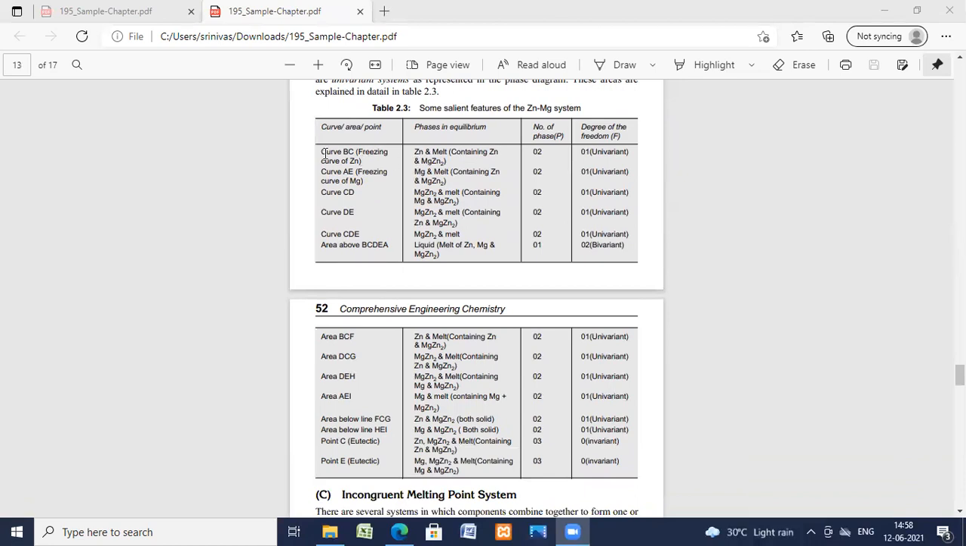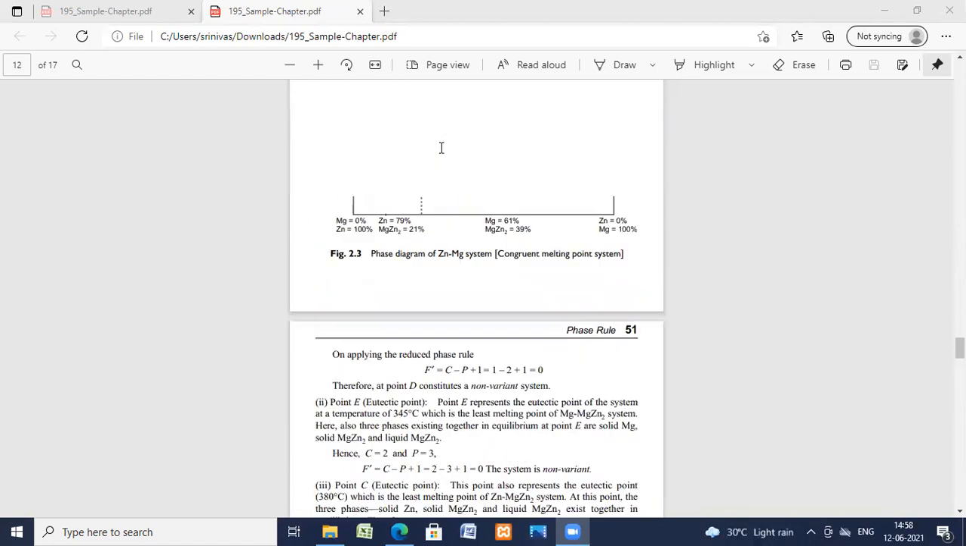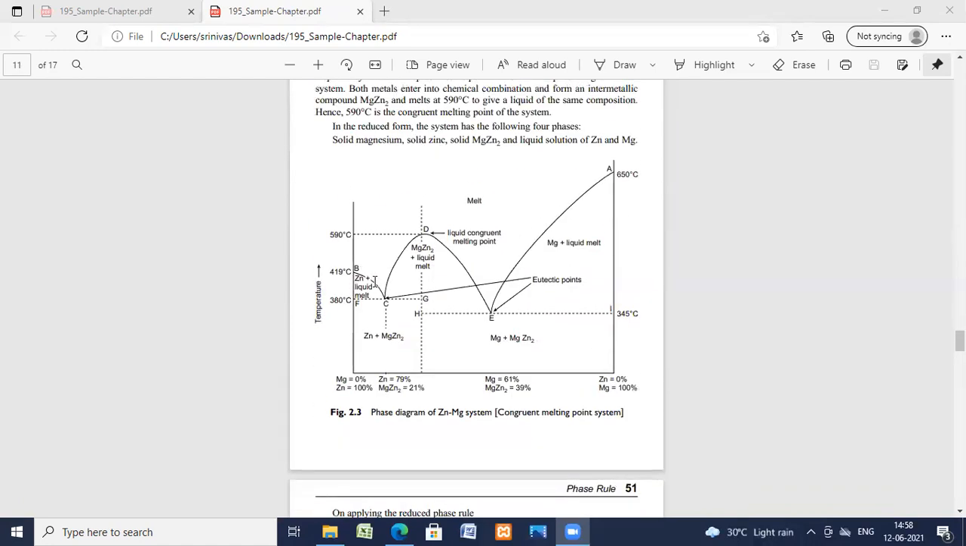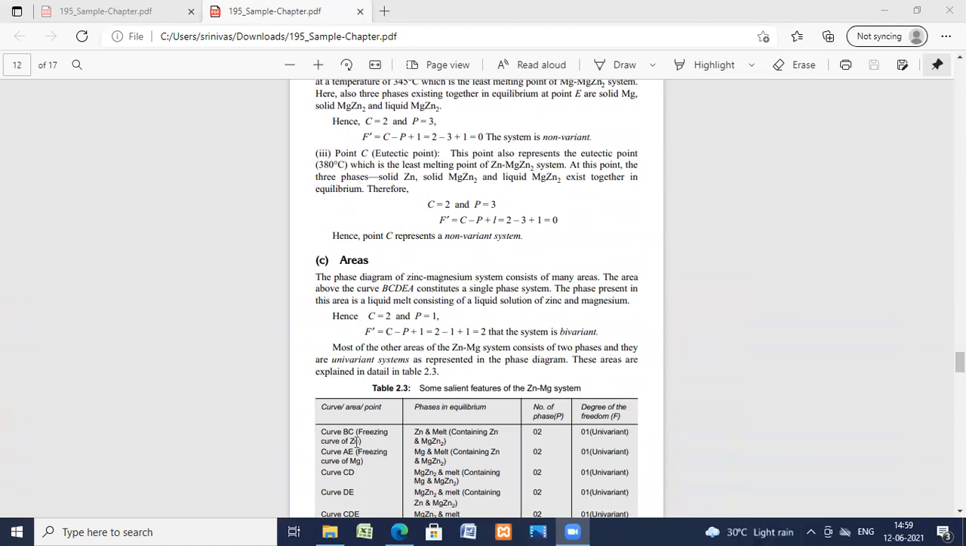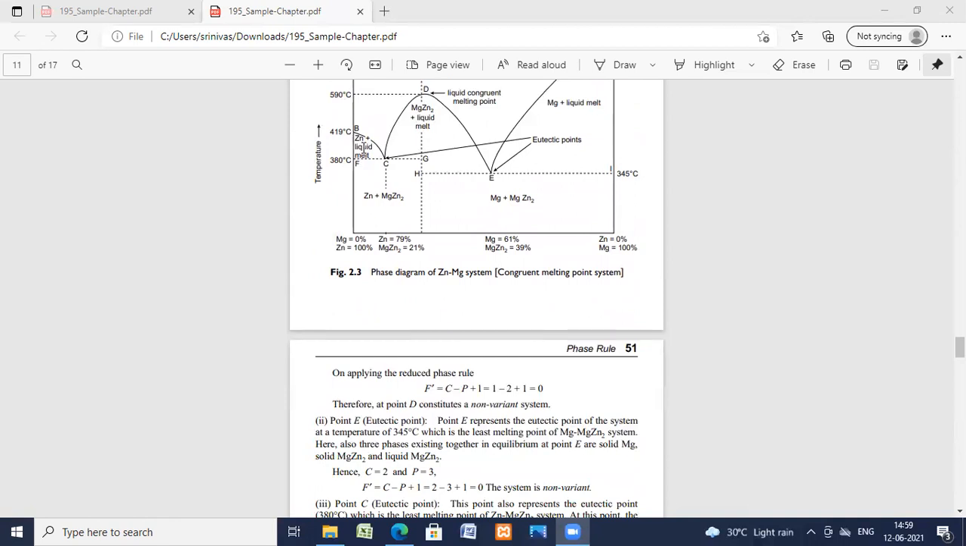We'll see the curves. Curve BC, freezing curve of zinc. You are having zinc and melt. Phases are 2, components are 2. See curve BC, the freezing curve of zinc. You are having zinc plus melt.